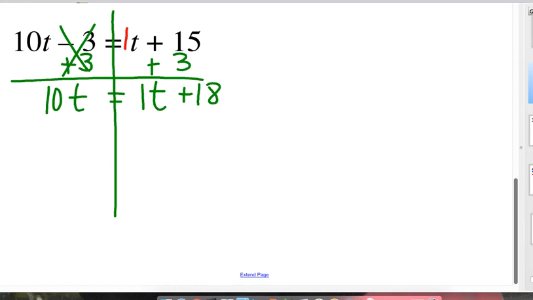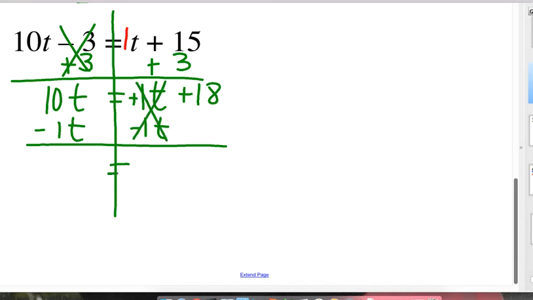Okay? Step 2, variable terms. I see 10t on the left, 1t on the right. The 10t has to stay where he's at. He's stuck there. So we need to move that 1t over to the other side. Right now it's plus 1t, so you're going to subtract 1t. Now it's gone from the right-hand side, and that's good. On the left, 10t minus 1t leaves 9t, and on the right, I've got positive 18.